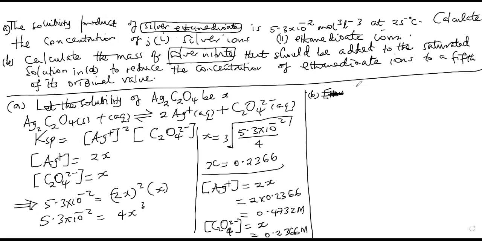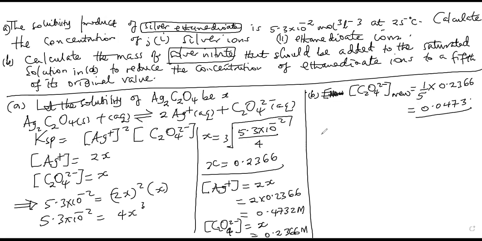We shall look for the new concentration of ethane dioate ions. It will be a fifth of the original ethane dioate ion, original 0.2366. So the fifth of that is going to be 0.0473. Now, the new oxalate concentration is this.